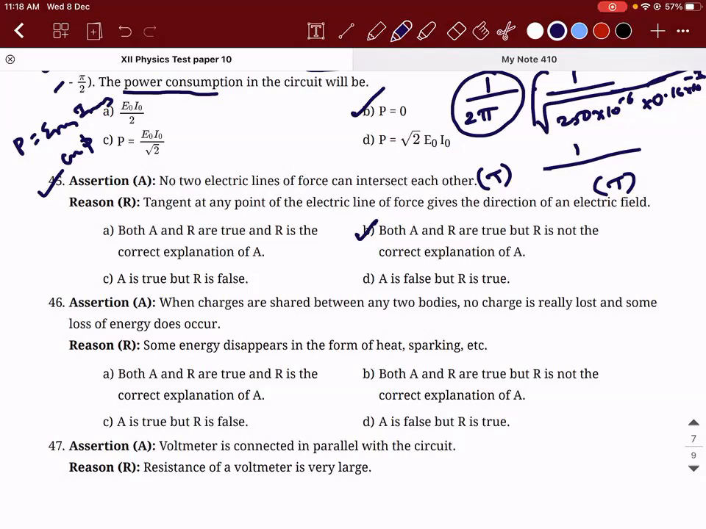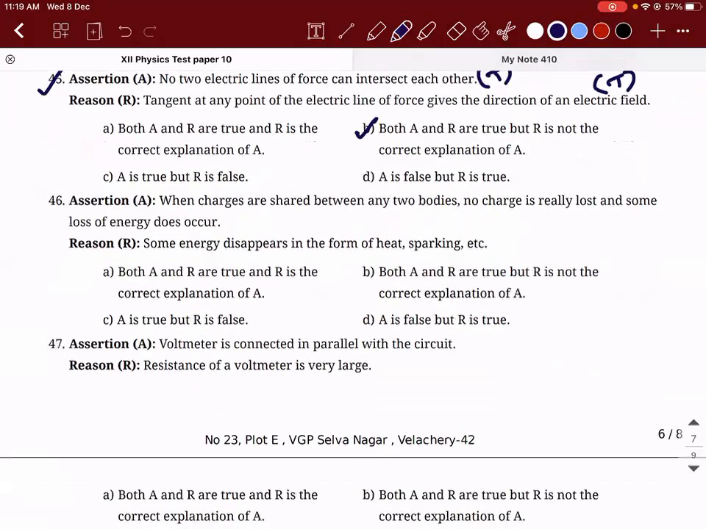No two electric field lines of force can intersect each other because the tangent at any point of the electric field line gives the direction. That is a fact. But why can't it intersect? Because two tangents can be drawn. That is the reason actually. So individually, both the statements are right, but B is more appropriate.